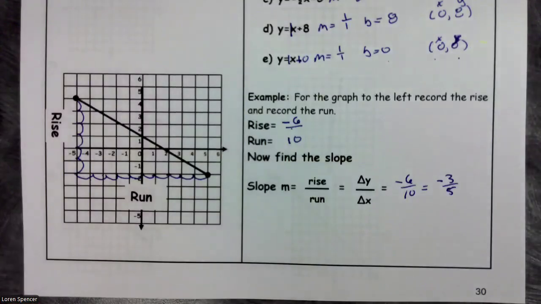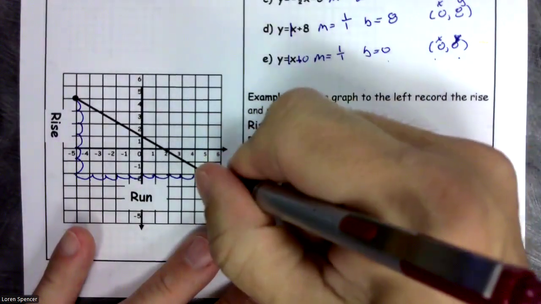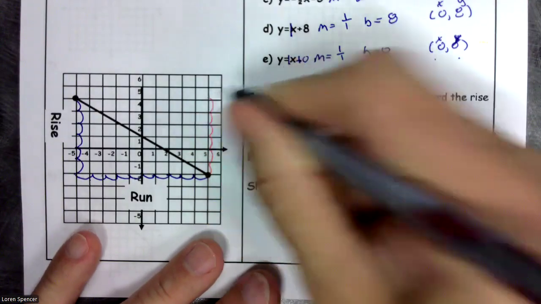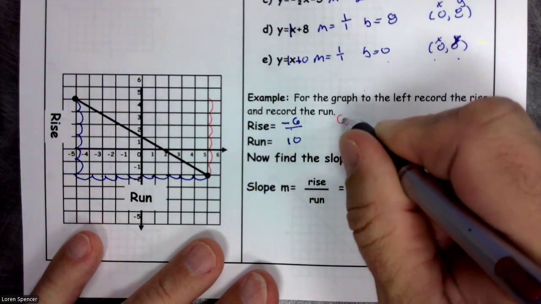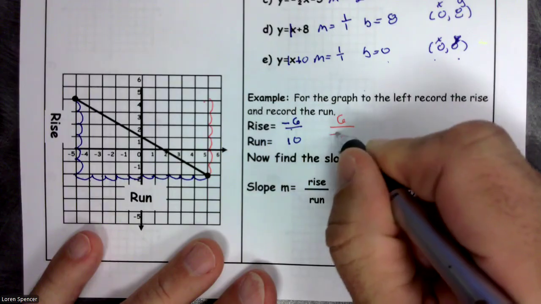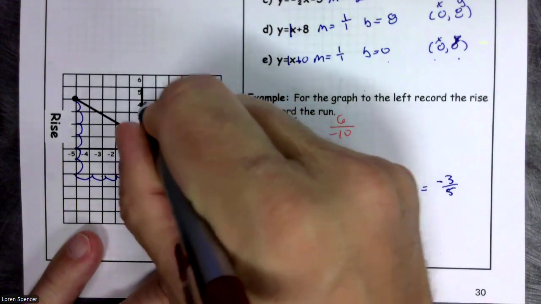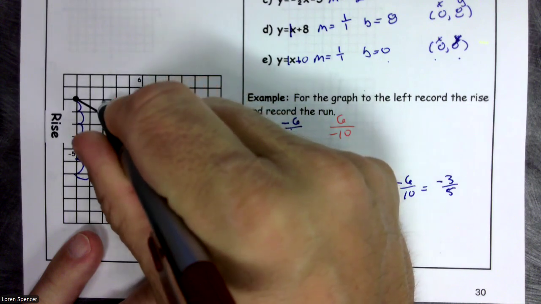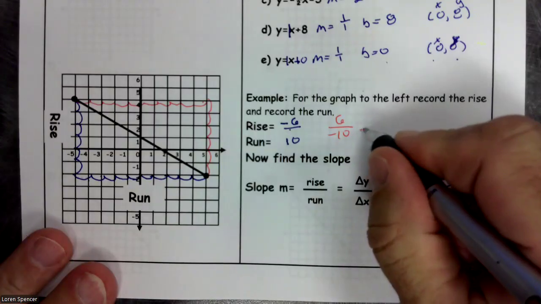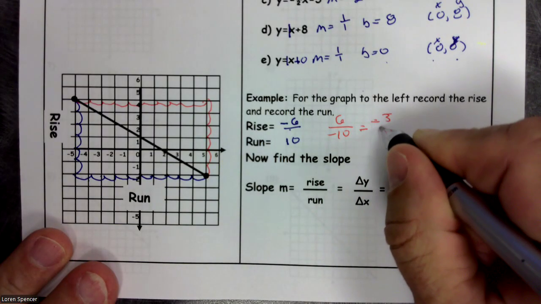Now, someone's going, what if I'd gone the other way? Well, let's try the other way. Going up is positive. 1, 2, 3, 4, 5, 6. So that's a +6 up. But if I go to the left, it's negative. So I get -10 because 1, 2, 3, 4, 5, 6, 7, 8, 9, 10. So I do get a -10. And this reduces to -3 over 5 as well.